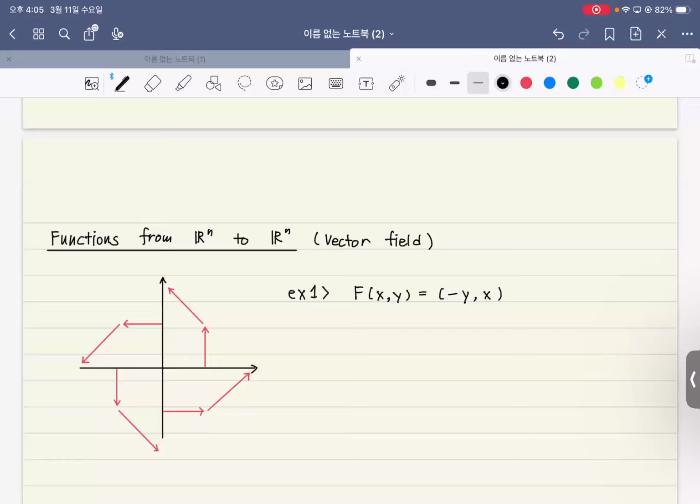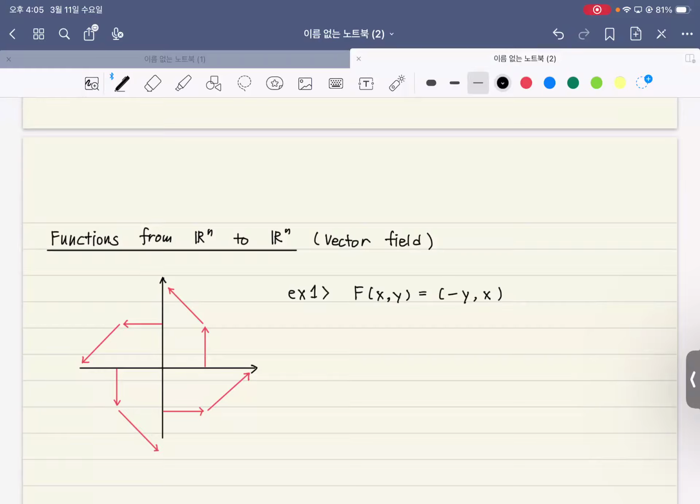This is a very simple linear function, right? Yeah, you can say this is a linear function. That is completely okay. But since the dimensions of the domain and codomain are the same, I try to reinterpret this as a vector field, just like this.